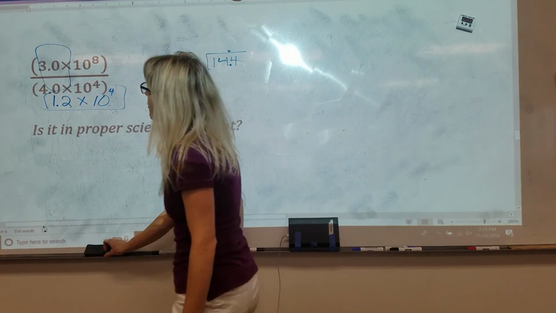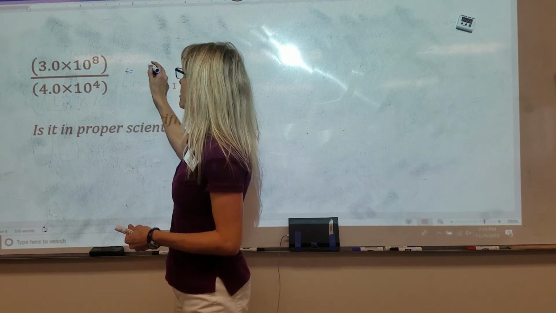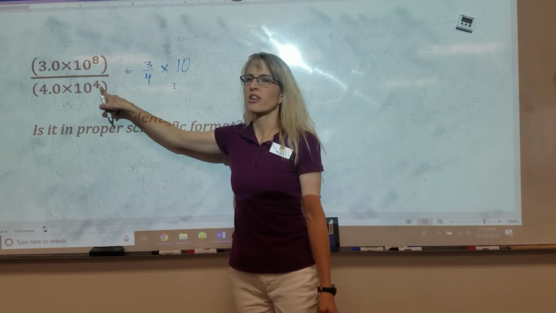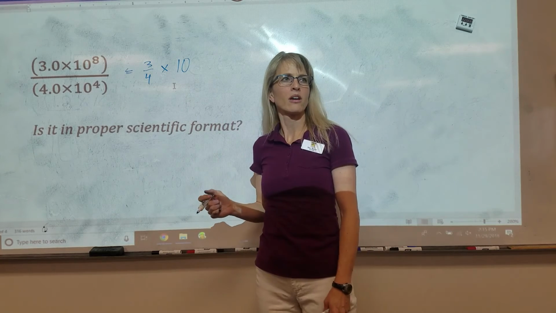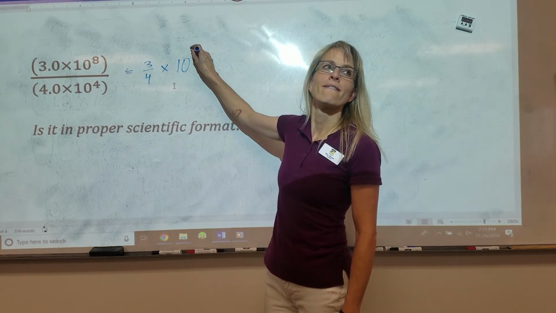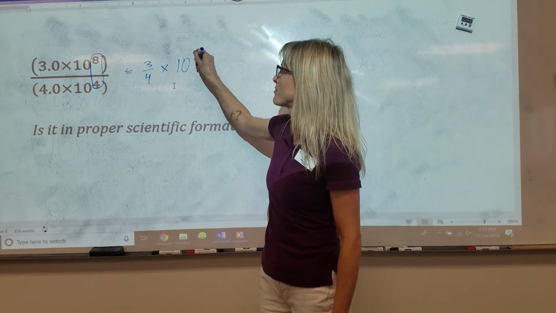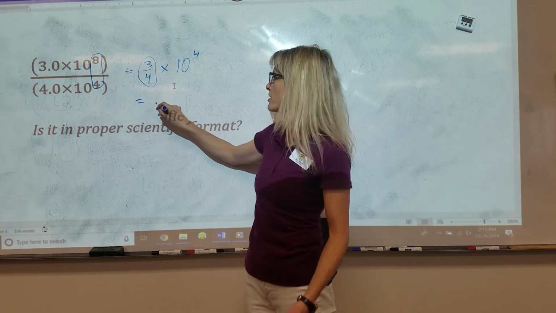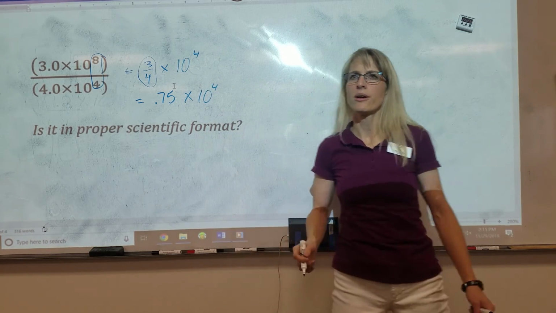3 divided by 4 and 10 to the 8th divided by 10 to the 4th. 3/4 times 10 to the, what do I do with my exponent there? 8 and 4. What does my exponent become? Bo: The exponent becomes 4. Very good. 10 to the 4th. And then 3/4. Let's get a decimal for that. Let's call that 0.75.